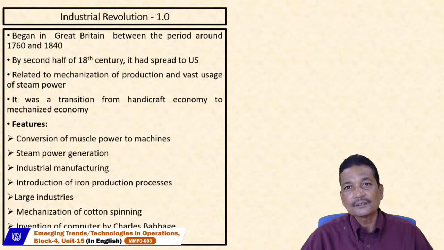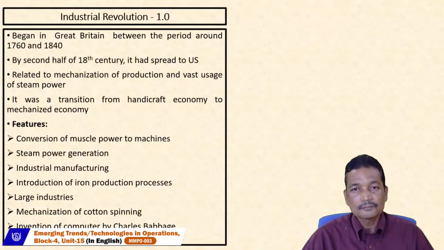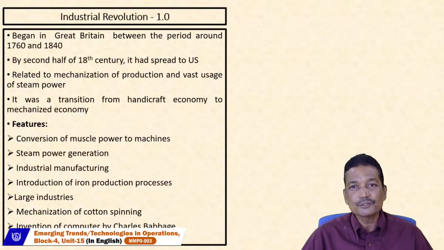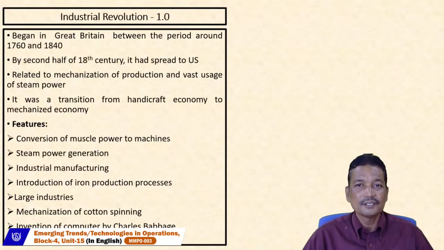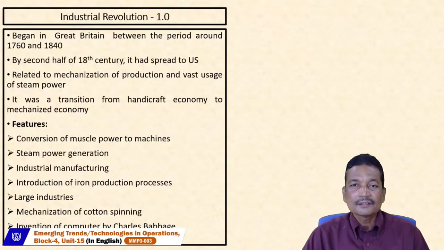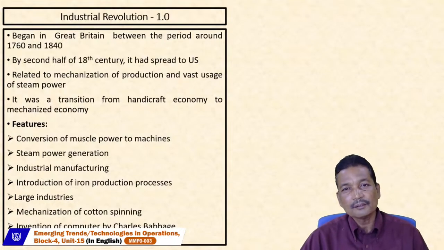And these machines were particularly run by the use of steam power. The development of steam locomotives, the steam ships, that means the ships which were powered by steam boilers. Similarly, machines which were powered by steam power. That was the base on which the mechanization of production was built up. It was a transition from a handicraft economy to a mechanized economy. So the first industrial revolution saw the world changing from a handicraft based economy to a mechanized economy.